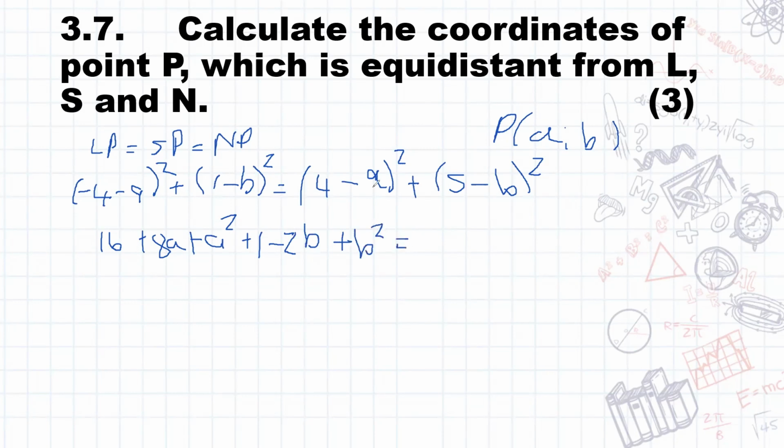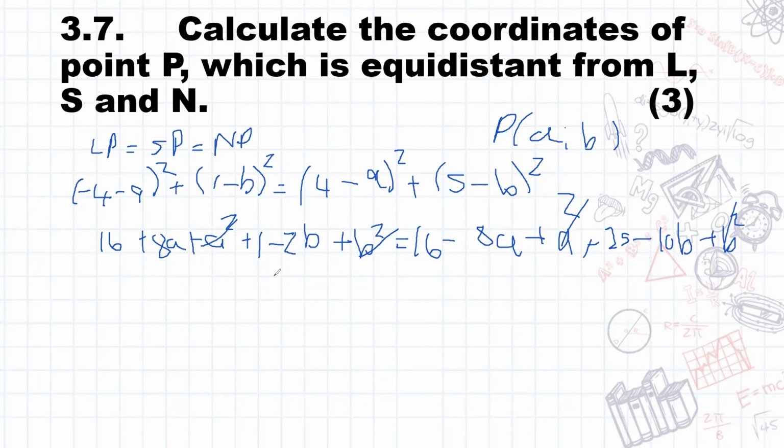On this side, again, 4 squared is 16. 4 times negative a is negative 4a, times 2 is negative 8, so I need to erase that plus and make it a minus 8a, and a squared. Then this one here is 25 minus 10b plus b squared. Now we can see the a squareds and the b squareds are on both sides of the equation, so a squared equal to a squared cancels out. And the b squareds cancel, because if you take them to the other side, it becomes b squared minus b squared and a squared minus a squared.